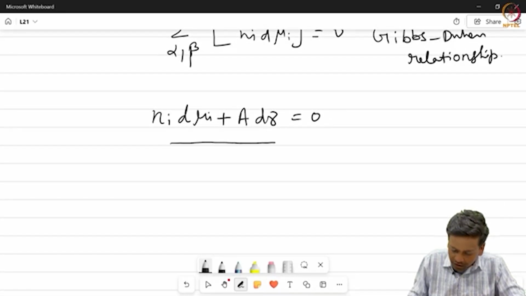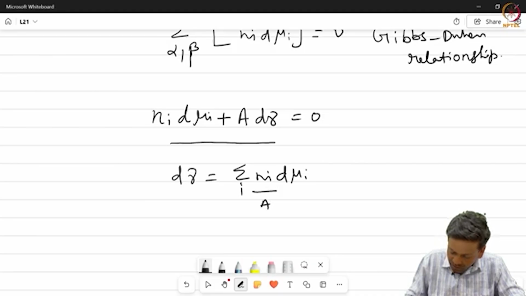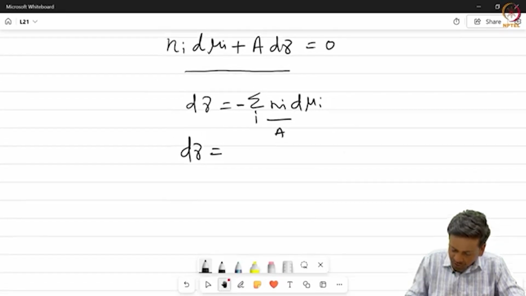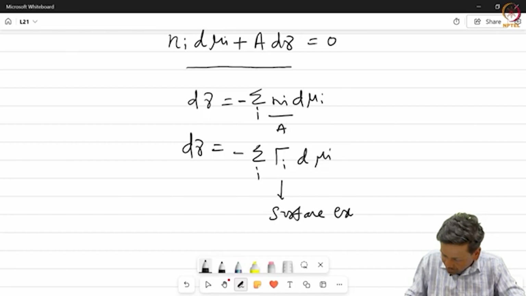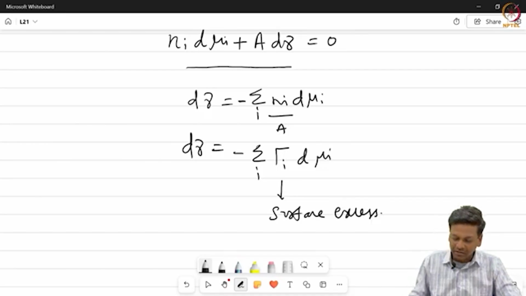So, now what is d gamma then? In that case, you will have summation over i of Ni d mu i divided by A, and this will be minus. So, d gamma is nothing but minus summation over i of gamma i d mu i, right. This is actually going to be my surface excess.